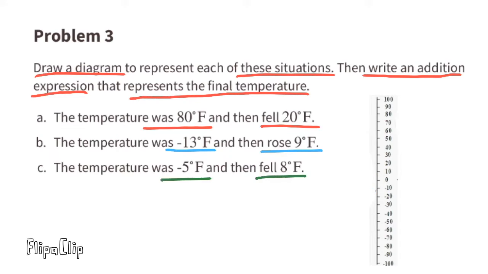C. The temperature was negative 5 degrees Fahrenheit and then fell 8 degrees Fahrenheit. The term fell means it went lower or it dropped. That means minus. We started with a negative 5 and then we took away another 8. Since we need to write an addition expression, we can write negative 5 plus negative 8.